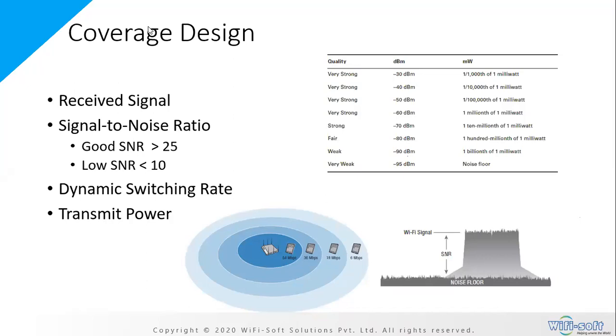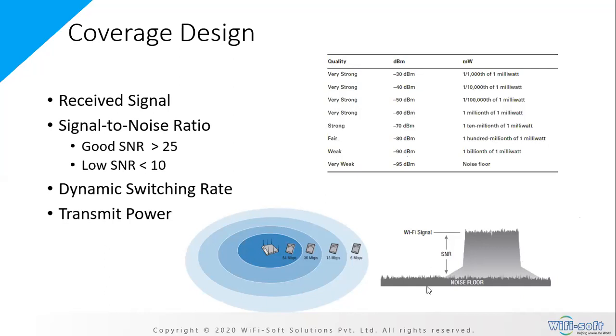So any signal which is minus 70 dBm. Remember, these are negative numbers. So minus 60, minus 50 are higher than minus 70 in this case. Anything higher than minus 70 is considered a good signal. Anything which is minus 90 dBm is a weak signal. And minus 95 dBm is considered to be a noise floor.